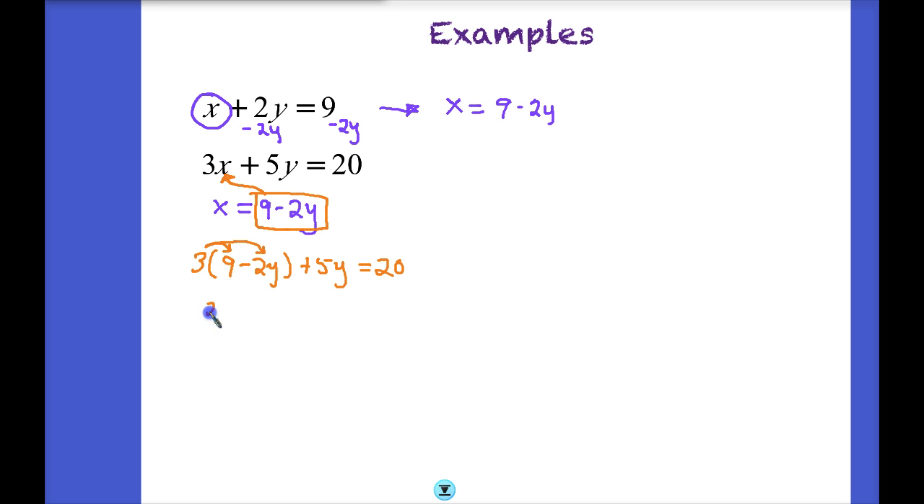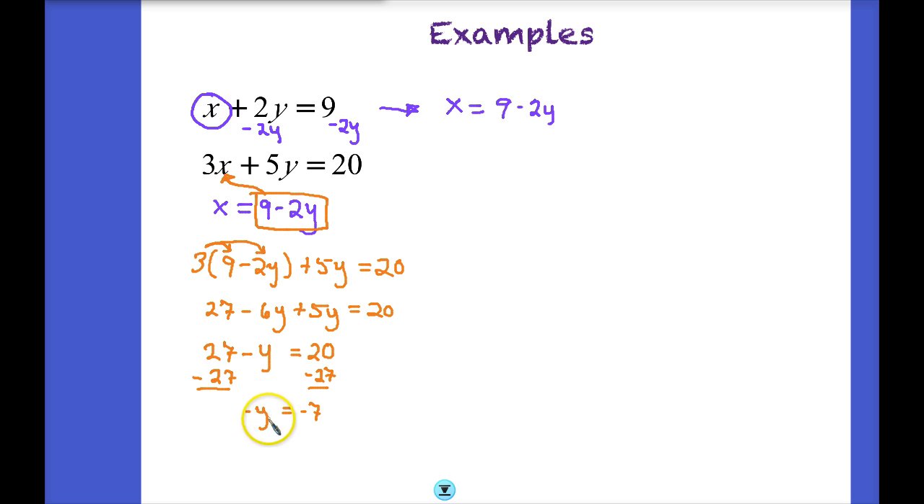9 times 3 is 27. 3 times negative 2y is negative 6y. And then I would just need to combine terms on the same side. So I will combine the negative 6 plus 5 to give me negative y. Then I will go ahead and move over the negative 27 to combine it with the 20. So I'm left with a negative y is equal to negative 7.